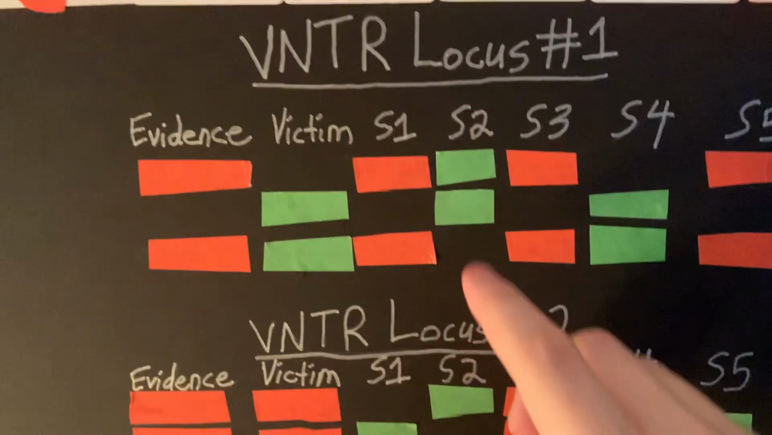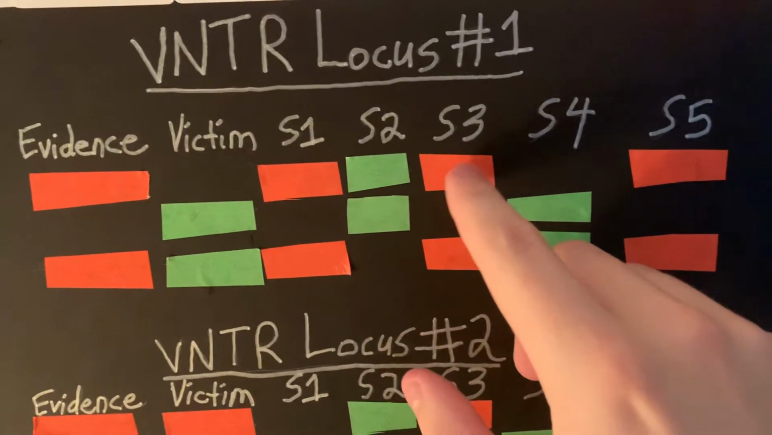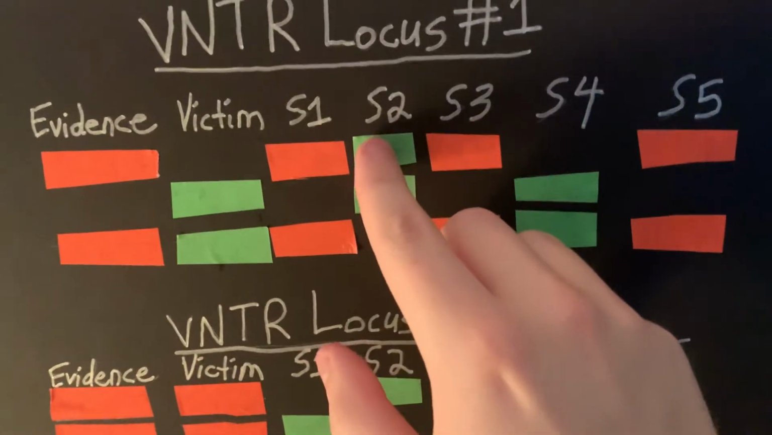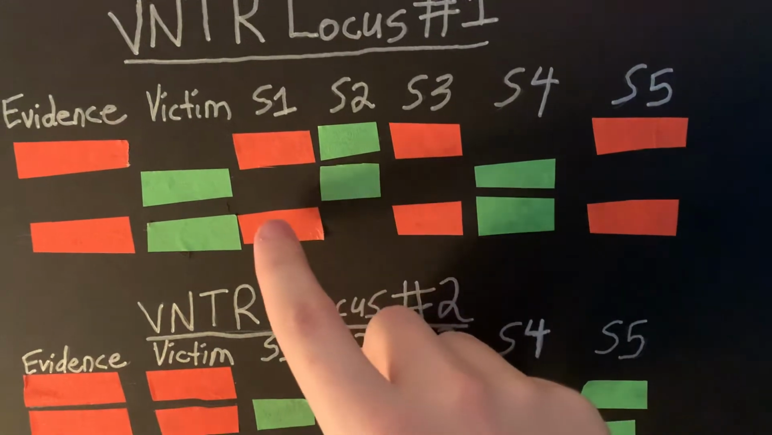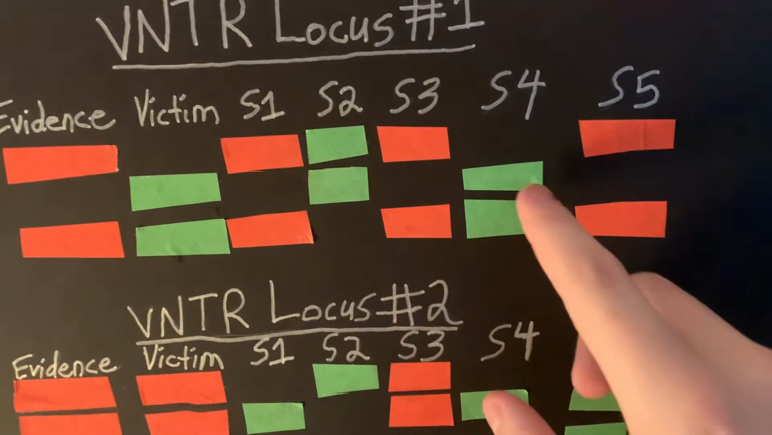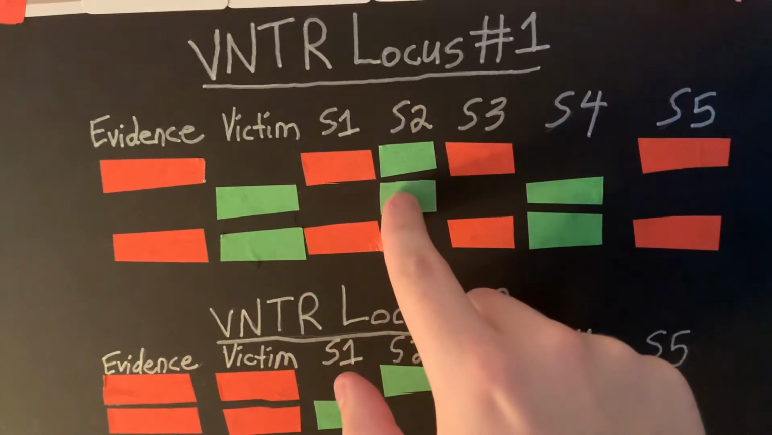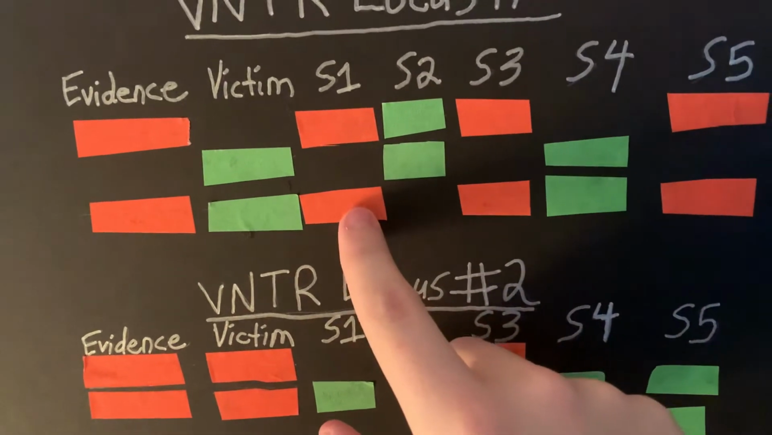Based on the biological parents, S1 is Miss White, S2 is Colonel Mustard, S3 is Professor Plum, and then Mrs. Peacock. We can see that Colonel Mustard gives this allele to Professor Plum, and Miss White gives this allele to Professor Plum as well. For Mrs. Peacock, we see that she gets this allele from Colonel Mustard and this allele from Miss White. That is consistent in locus 1.